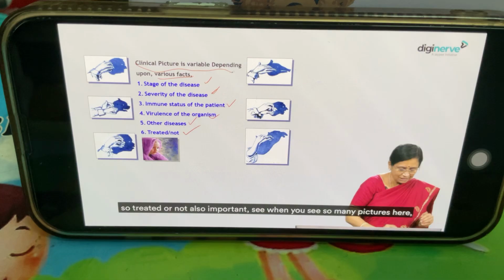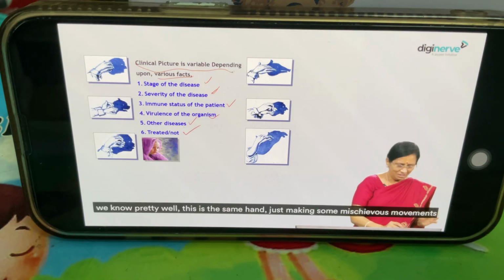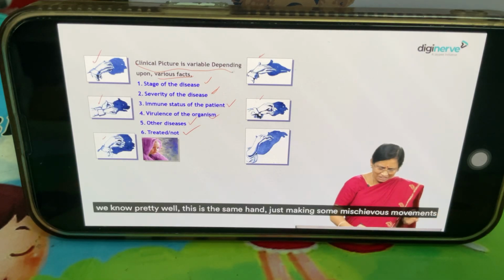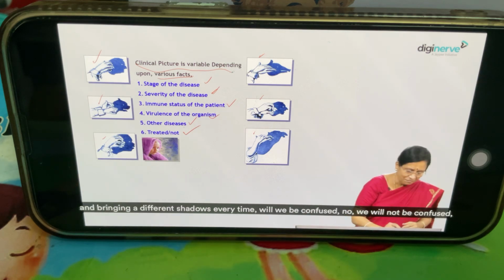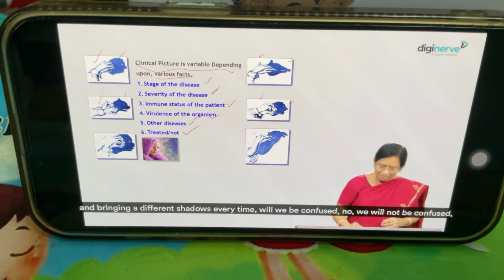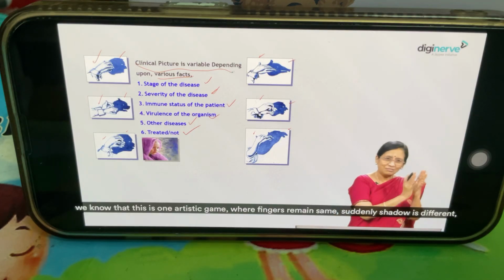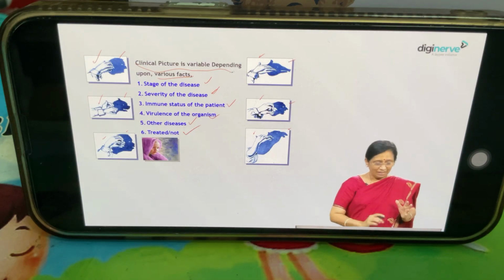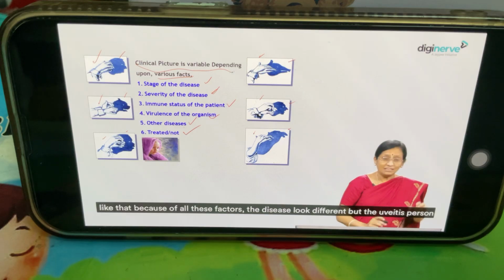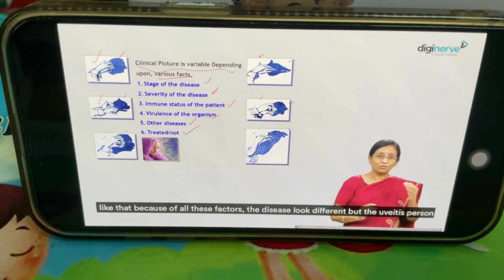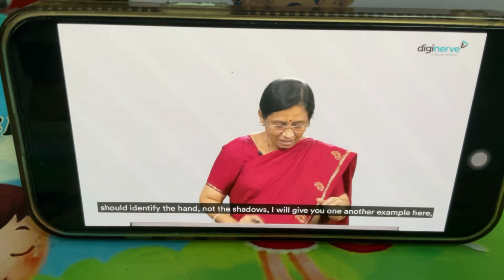See, when you see so many pictures here, we know pretty well this is the same hand, just making some artistic movements and bringing different shadows every time. Will we be confused? No, we will not be confused. We know that this is an artistic game where the fingers remain the same, only the shadow is different. Like that, because of all these factors, the disease looks different, but the uveitis person should identify the hand, not the shadows.